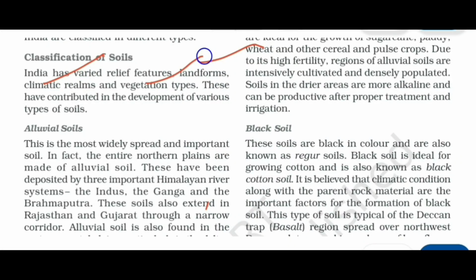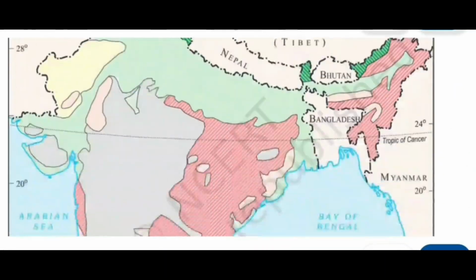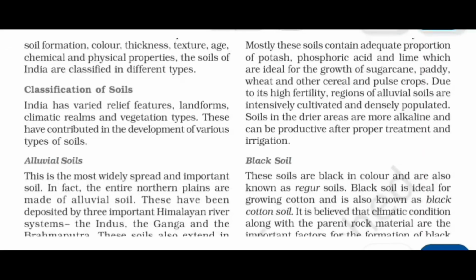The soils of India are classified into 6 types. The first one is alluvial soil. Then the second soil is black soil. Now the third soil, after alluvial, which soil is given in your textbook? First is alluvial soil, second is black soil, third is red and yellow soil, fourth is laterite soil, fifth is arid soil, and sixth one is forest soil.